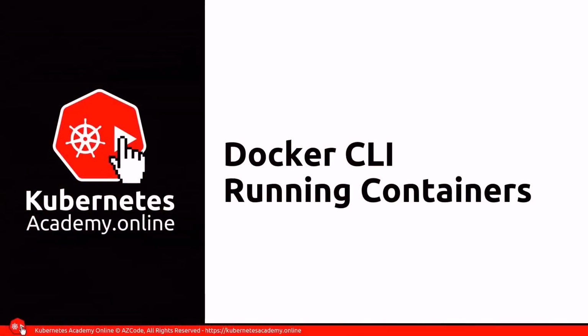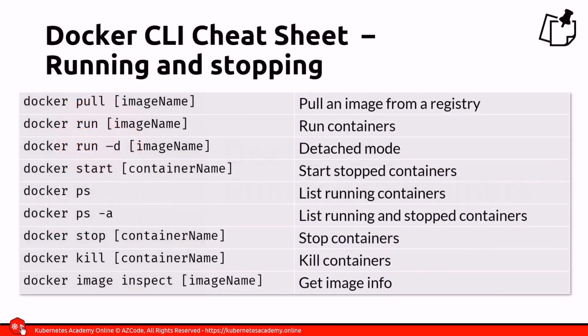Let's now see how to run containers. The docker pull command lets you download an image from a registry. Docker run will execute an image in memory as a container. If the image is not present in the Docker local cache, it will be downloaded automatically. Using run with the -d flag will run the container in the background, giving you your command prompt or terminal back.